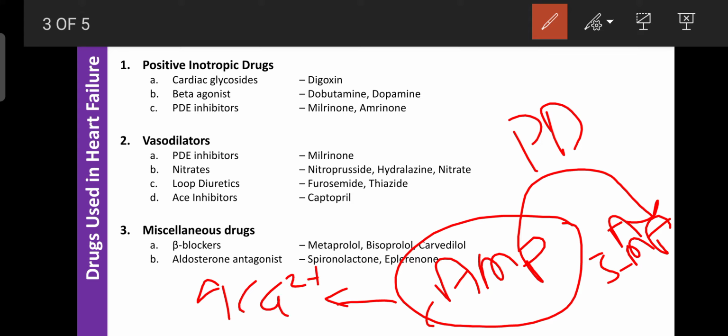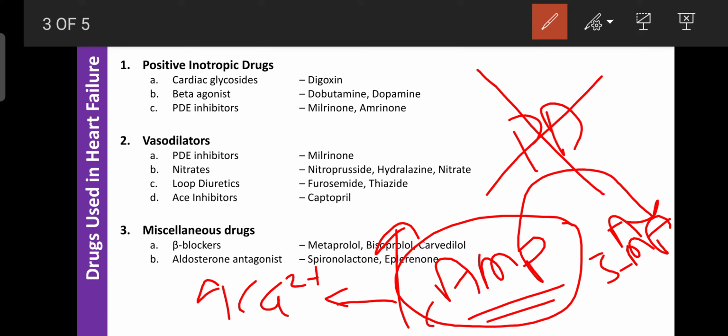Where the cyclic AMP concentration increases, the calcium level also increases. Where the calcium level increases, the performance also increases. So this enzyme can decrease cyclic AMP by enhancing its metabolism into 5'-AMP. But drugs like milrinone as well as amrinone inhibit this enzyme.